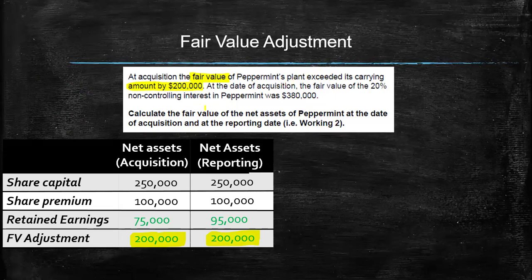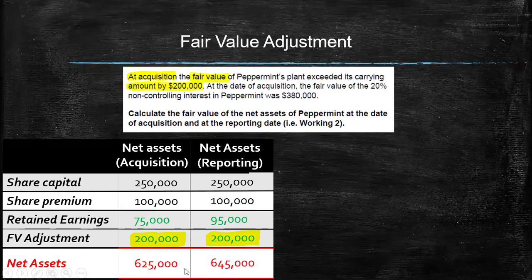So you have to add the extra fair value, the extra amount of 200,000, in both the acquisition column and then in the reporting column as well. If they told us that the fair value of the plant was 200,000 less than the carrying amount, in that case, we would have subtracted 200,000 from this calculation. But in this case, because the fair value is more than the carrying value, we are adding the extra value in our calculation of 200,000. So once you've made this fair value adjustment, the rest remains the same.